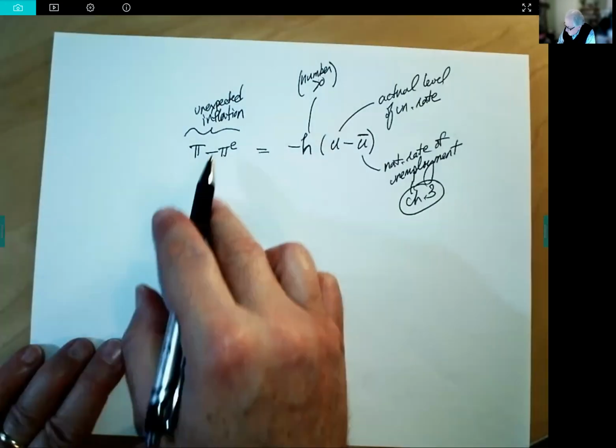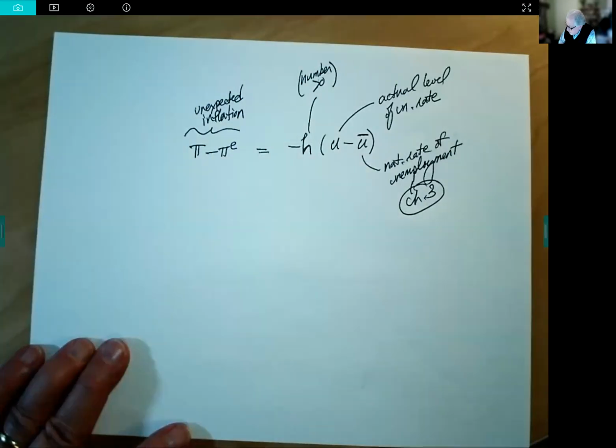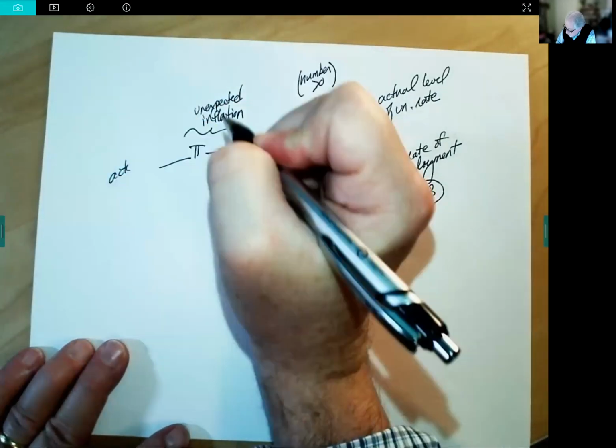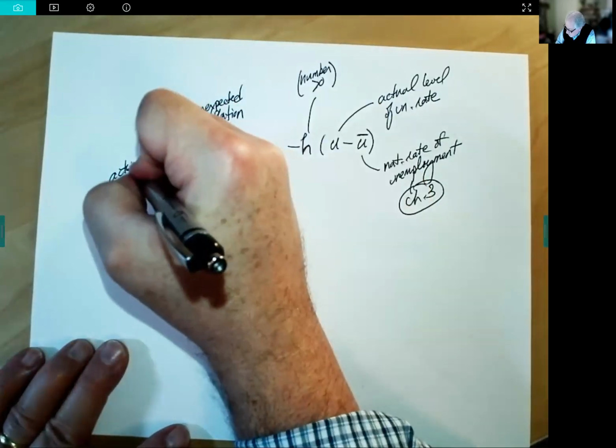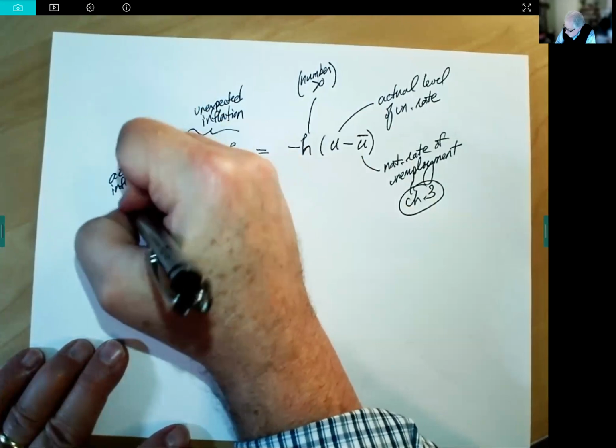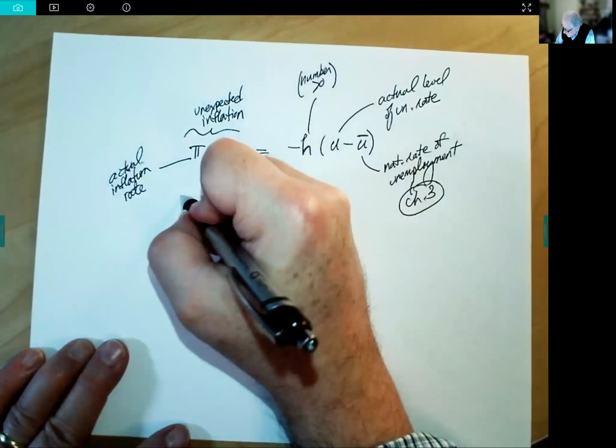This is the difference between what people are expecting inflation to be and the actual level of inflation. So this is the actual inflation rate. This is the expected inflation rate.